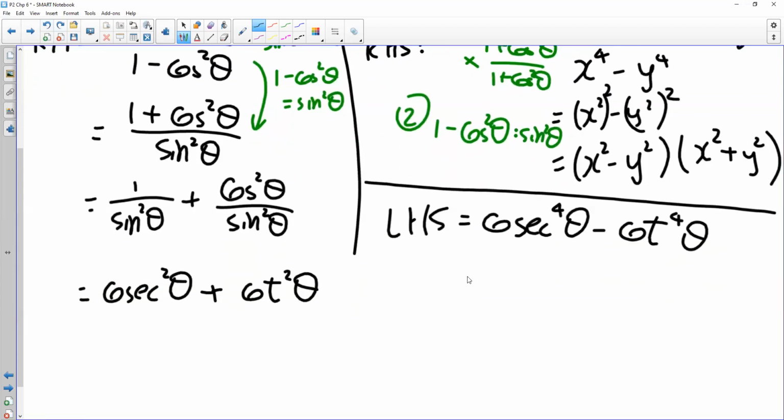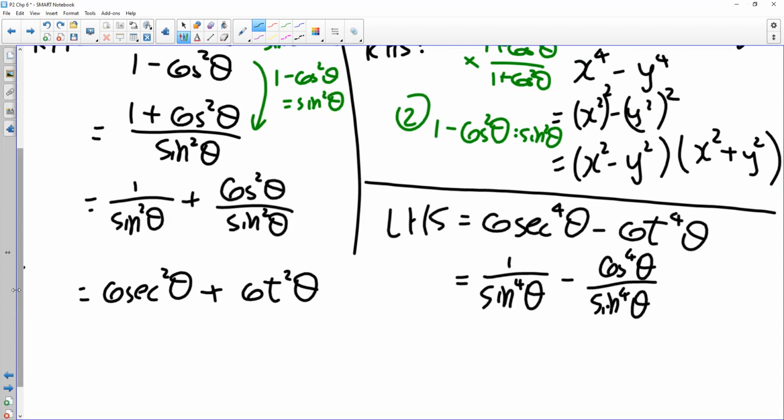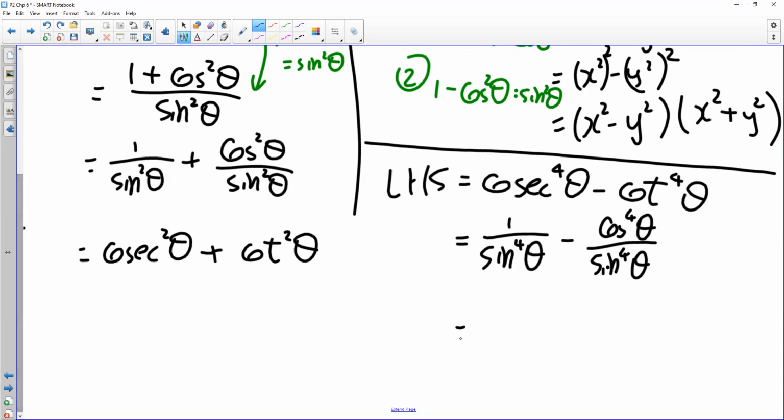Let me try that. So cosec to the power 4 is the same as 1 over sine to the power 4 theta, minus cot to the power 4 theta, which is the same as cos to the power 4 theta over sine to the power 4 theta. Then I can simplify the 2 fractions together: 1 minus cos to the power 4 theta over sine to the power 4 theta.